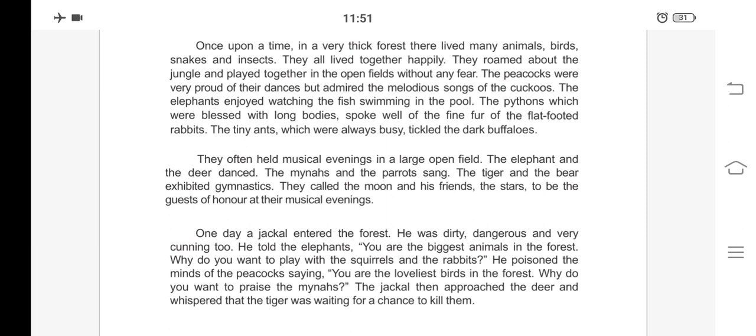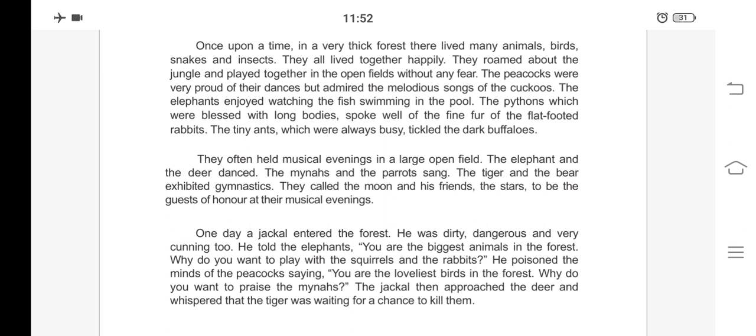What do you understand from this paragraph? In this paragraph, we understand that this lesson is about the different types of animals who lived in the forest. So, in this paragraph, we see that once upon a time, in a very thick forest, means they are telling us the story that in a thick forest there lived many animals, birds, snakes, and insects, and they used to live together happily, and they roamed about the jungle and played together in the open fields without any fear.